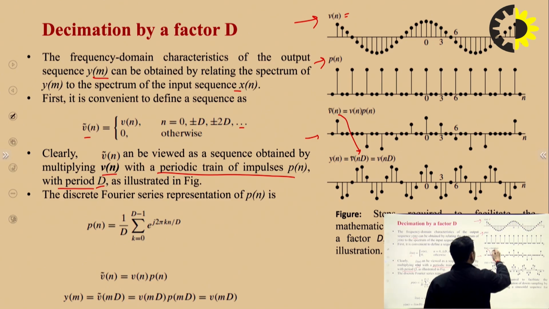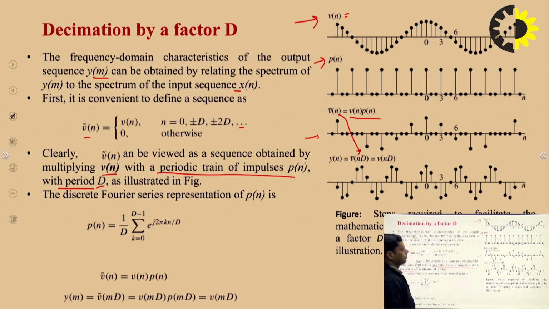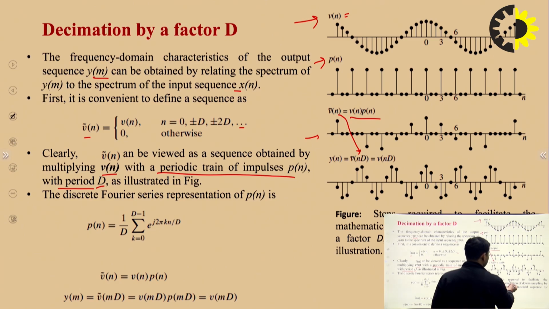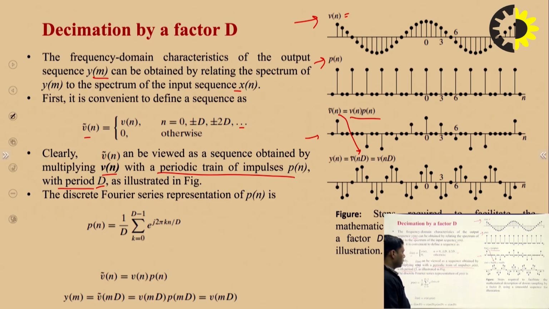Ultimately, we apply this to v and D, and this is the final result for the downsampled signal. So you can see how downsampling can be performed in this way. This figure simply illustrates the steps required for the mathematical downsampling by a factor D, using a sinusoidal signal sequence for reference.